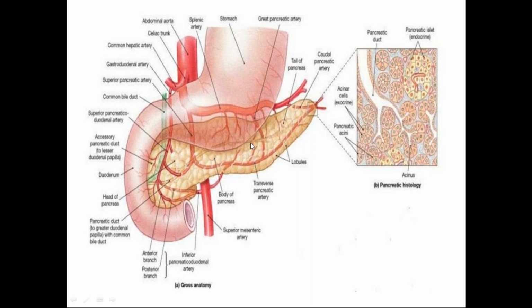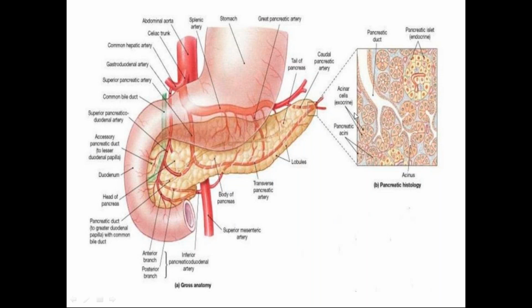If you take a look at this picture clearly, this is the major duct, which drains into the major duodenal papilla, the duct of Wirsung. And the accessory duct, which is present in roughly 20% of the cases, drains into the minor duodenal papilla, which is known as the duct of Santorini.